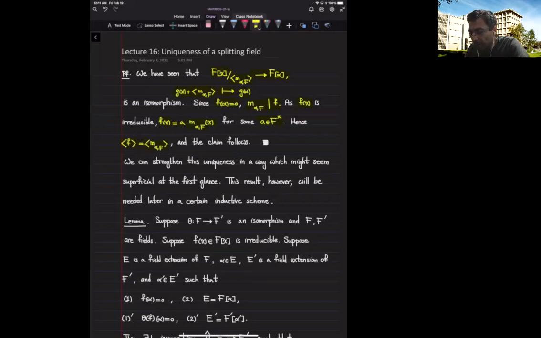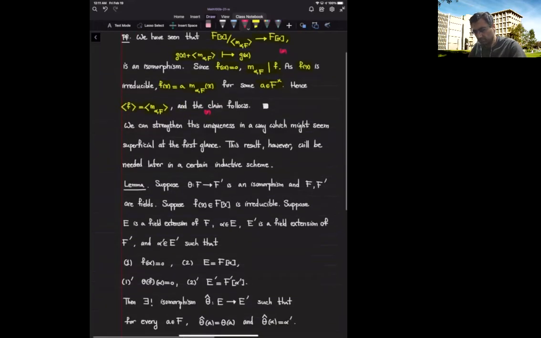So now if I combine it with this result that we have over here, we get the claim. We get that F[x] modded by the ideal generated by f is isomorphic to the field E, and the isomorphism sends the coset represented by x to alpha. Okay, so this is a uniqueness when I'm dealing with a single zero of an irreducible element.